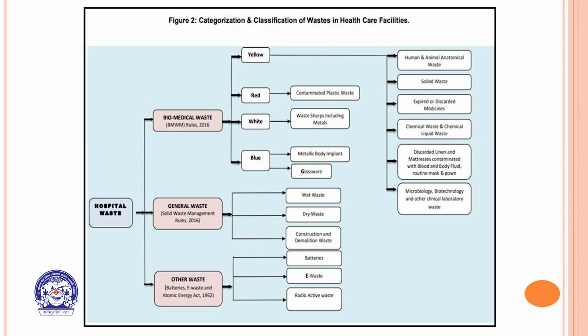So, hospital waste is briefly categorized into biomedical waste, general waste, and other waste. In biomedical waste, we have four categories broadly: yellow, red, white, and blue, which we will be discussing in detail in the coming session. General waste is wet waste, dry waste, construction and demolition waste. Other wastes like batteries, e-waste, and radioactive waste are treated separately.